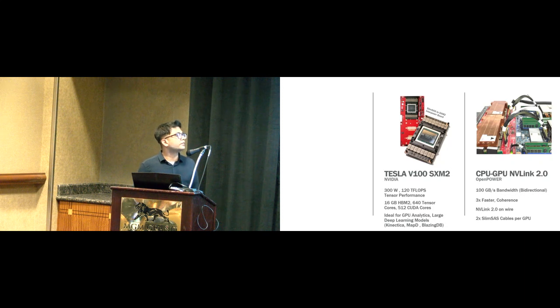We built a little bit of SXM2 slim SAS to SXM2 interposer to bring CPU to GPU NVLink in an open compute form factor. I think this is the first open compute implementation of it. All these bandwidth numbers that I spoke of for OpenCAPI hold good for NVLink as well. And in addition to the deep learning models, specifically this implementation would be really good for GPU analytics and large deep learning models, essentially, because of that high bandwidth.